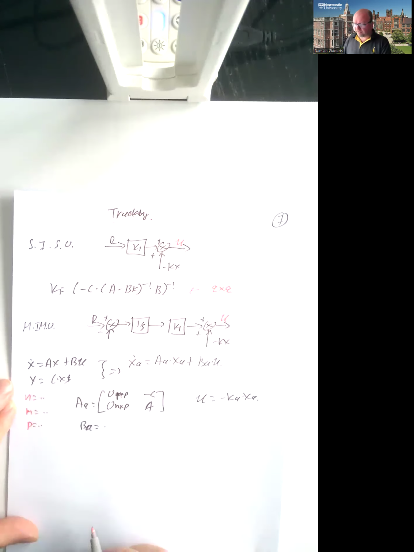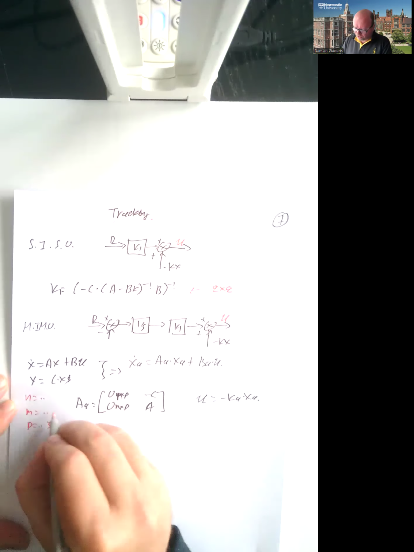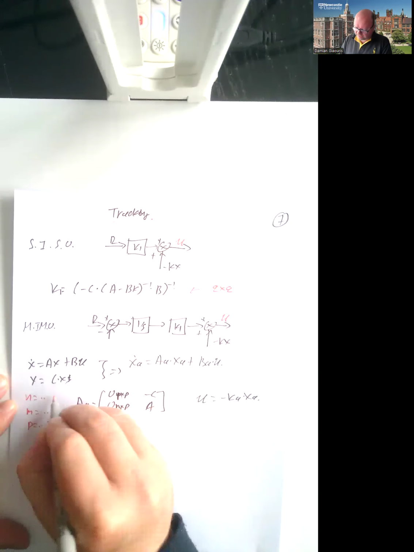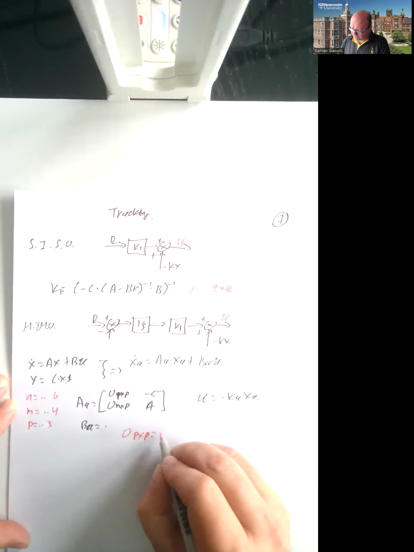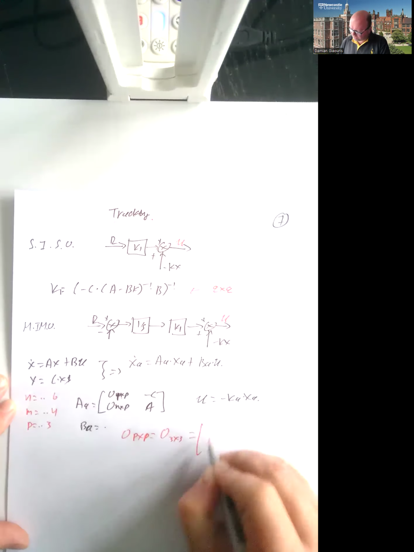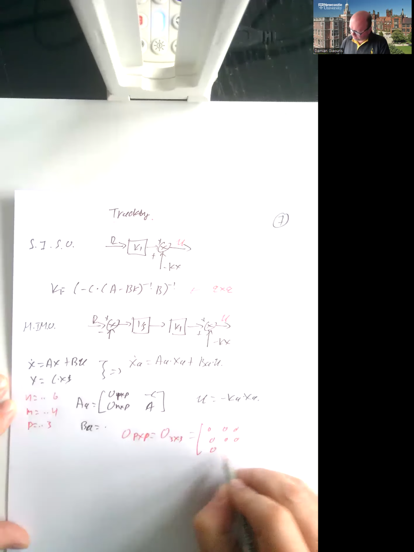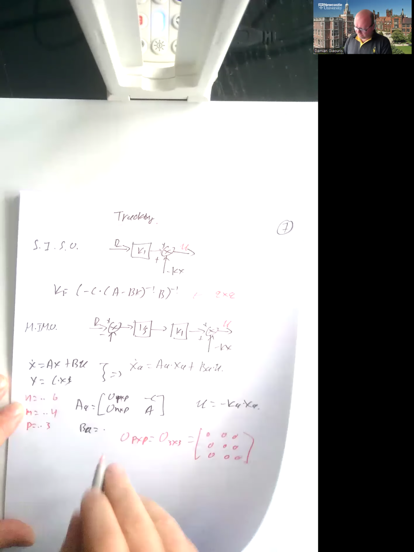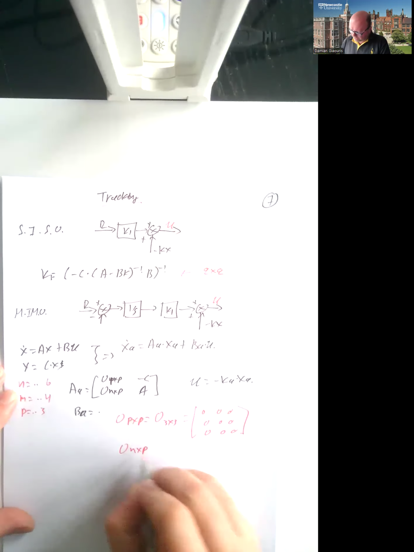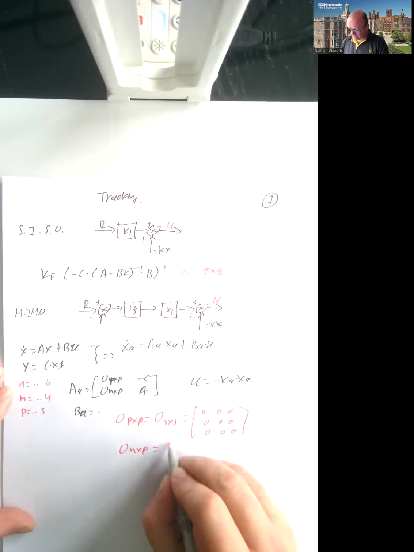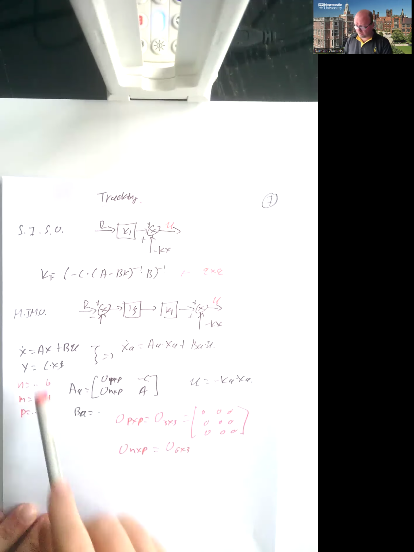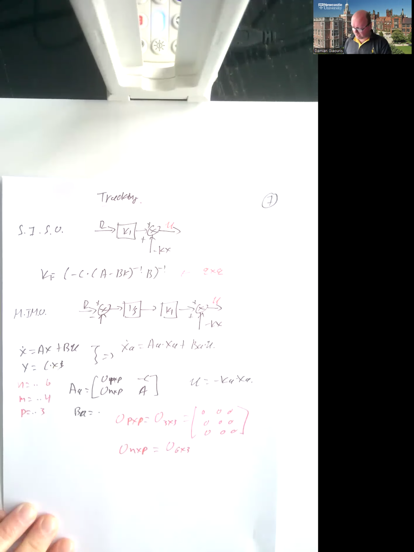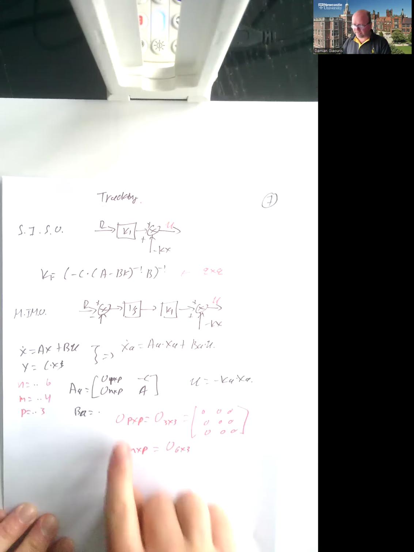So for example, if you have a system with 3 outputs, 4 inputs, and 6 states, then 0 p by p will be 0 3x3. So 0 0 0 0 0 0 0 0 0. And this matrix now 0 n by p will be nothing more but 0 6 by 3. Okay, so once again, given all of these matrices, you need to find n, m, and p, and hence you must be able to find these matrices.